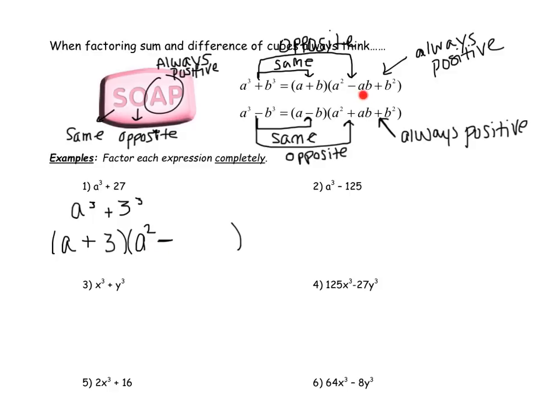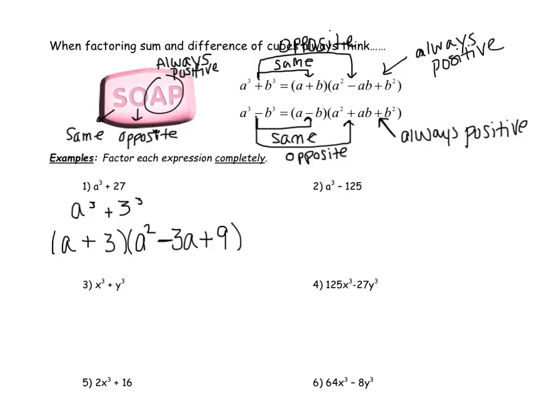Now we're going to take a and b and multiply them together. So a is a, 3 is b, so 3a. And last but not least, take b and square it, or take this 3 and square it. So that would be 9, and that sign is always positive. So it's going to be same sign here, opposite, always positive. And what we did was follow along with this formula here.